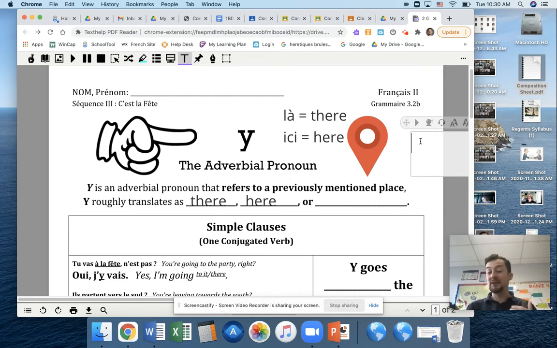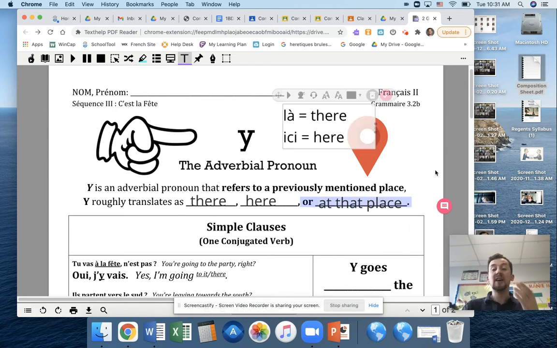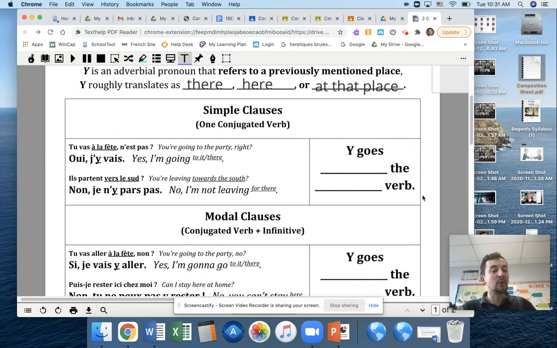D'accord? I'm not going to go deep into why it exists, but it's a pronoun. It refers to a place that's been previously mentioned. So it can also mean at that place. Whatever place we just talked about, it means at that place we were just talking about. D'accord? So on a quiz, I'm not going to ask you what y means, except for maybe a bonus, and I would expect to see it means there, here, and at that place. D'accord? So, what you will be quizzed on is where it goes in the sentence.